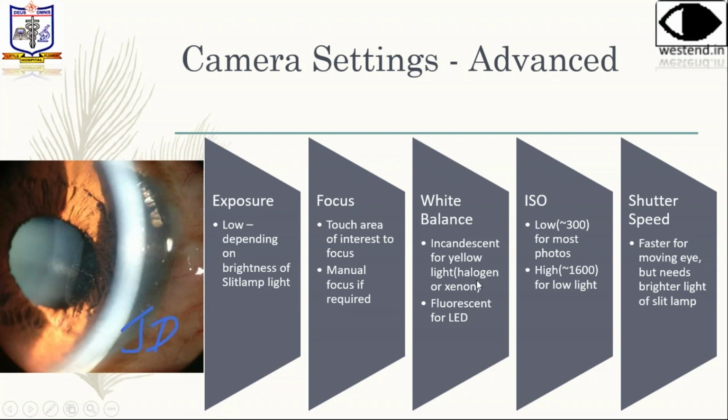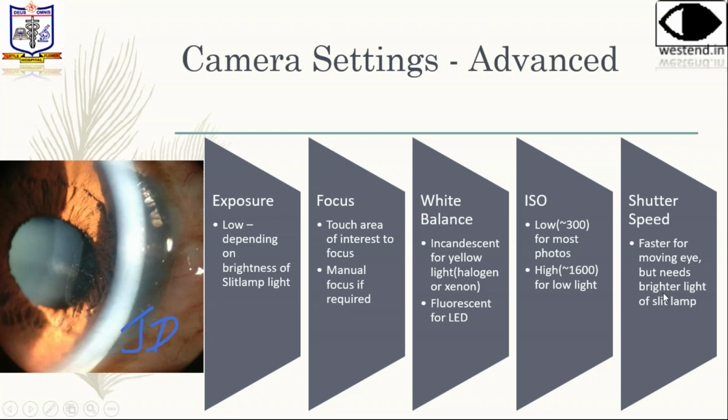Depending on the older slit lamps, which are yellow, you can keep it on yellow, or if it is an LED slit lamp, which are mostly white, you have to keep it on fluorescent for the LED white slit lamps. If you keep it on auto, many a time it does pick up automatically, but sometimes it struggles to find the correct white balance. So just make sure that your photograph turns out in the correct illumination. The ISO can be kept low for most photos. You can keep it higher for low light, but then you know that the grains do come up. So you need to adjust them accordingly.